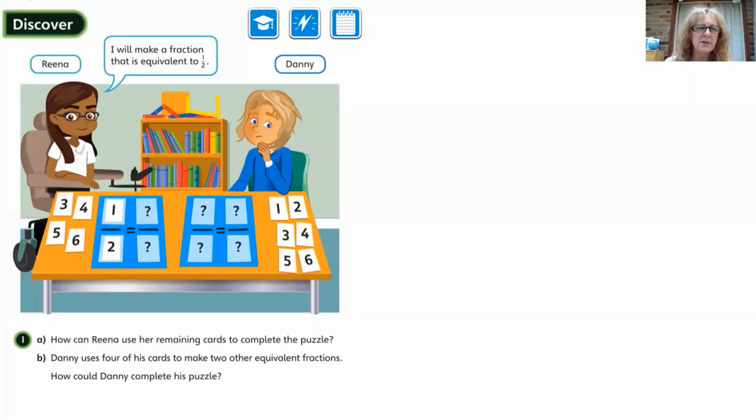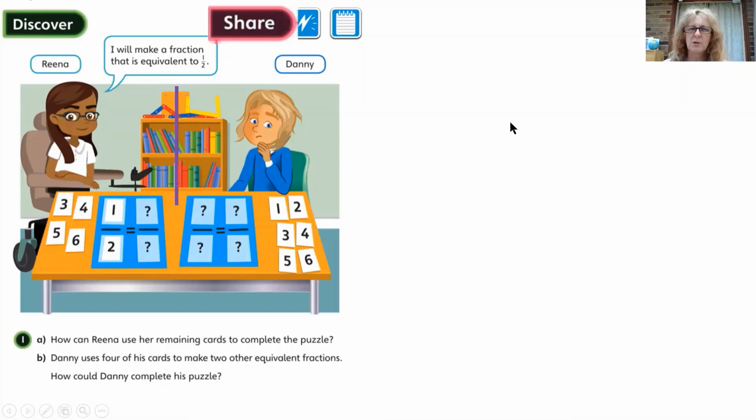Looking at Rena's first. Rena says, I will make a fraction that is equivalent to half. Now, if we look at what numbers she's got to work with, the numbers she's going to make the fractions with are 3, 4, 5 and 6. She's already got half there. She's got to find the equivalent. She can only use those numbers. Some of you might have already got it.